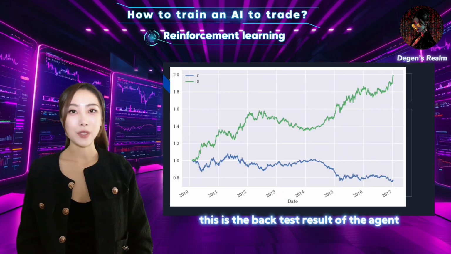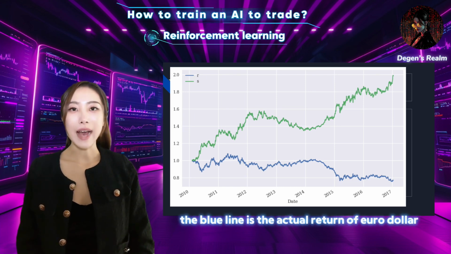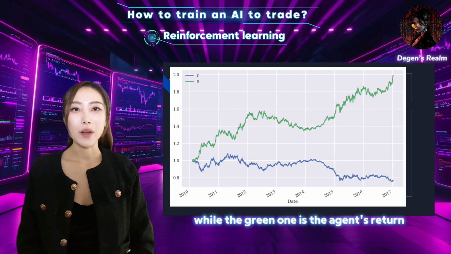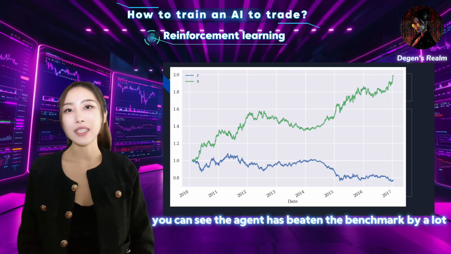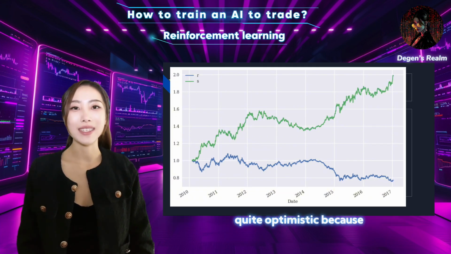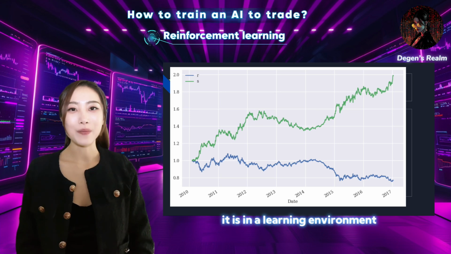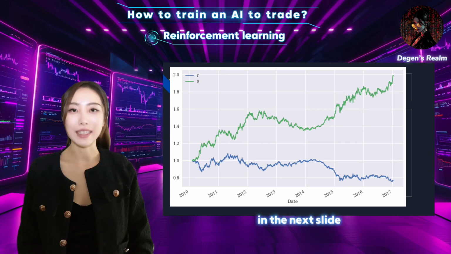This is the backtest result of the agent. In the learning environment, the blue line is the actual return of euro-dollar, while the green one is the agent's return. You can see the agent has beaten the benchmark by a lot. This is, of course, quite optimistic because it is in a learning environment. The agent has gone through numerous trials. What matters is the out-of-sample performance in the next slide.